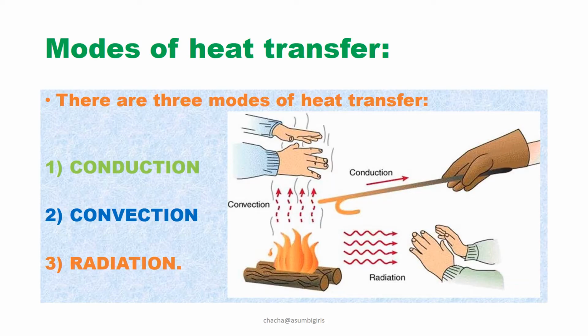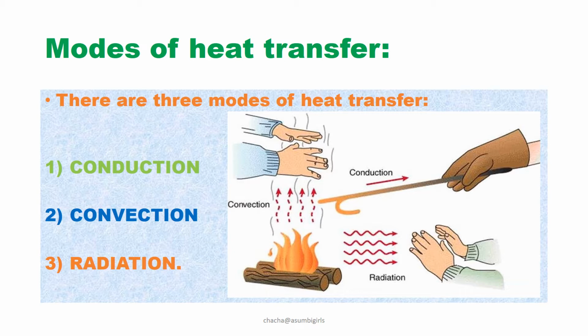Modes of heat transfer. These are ways in which you can transfer heat from one point to another. There are three modes of heat transfer. I hope that by now you're familiar with them. The first one is conduction, then convection, and finally radiation. These are the three ways in which heat can move from one point to another.